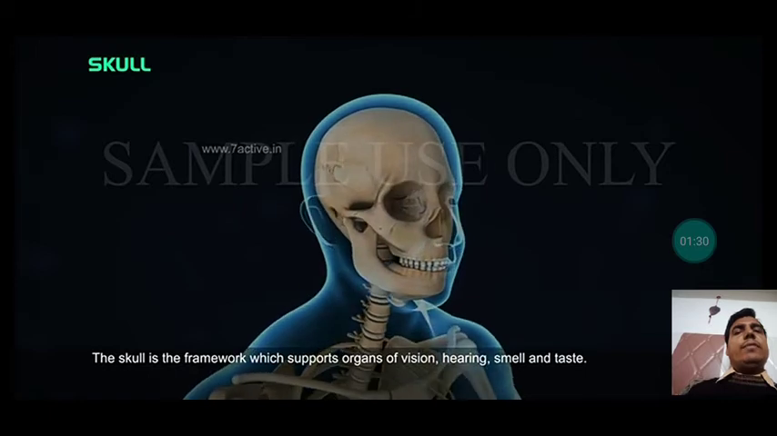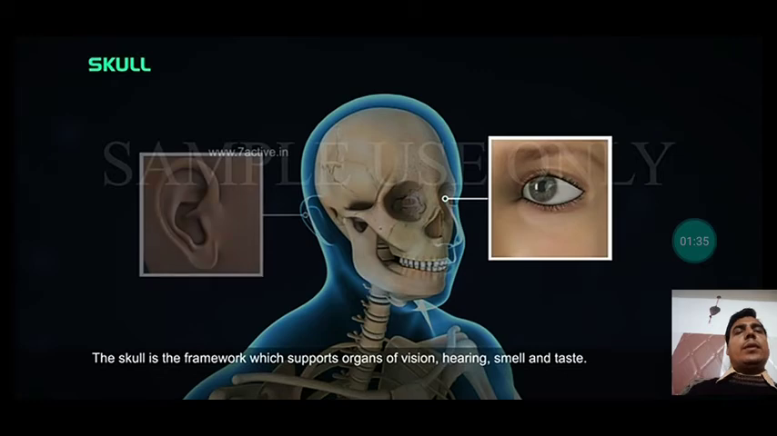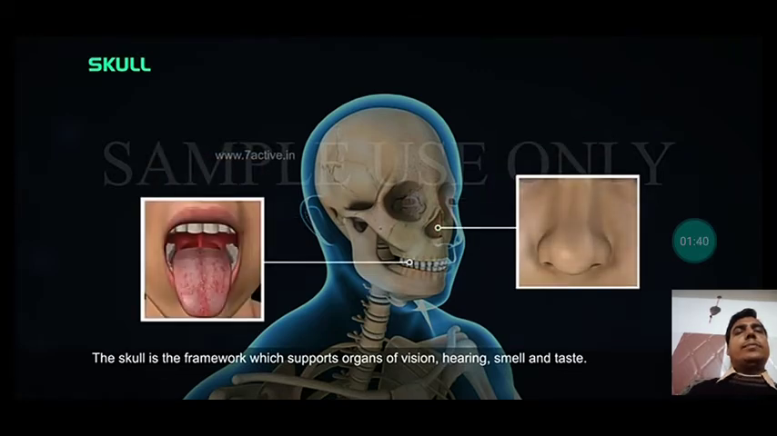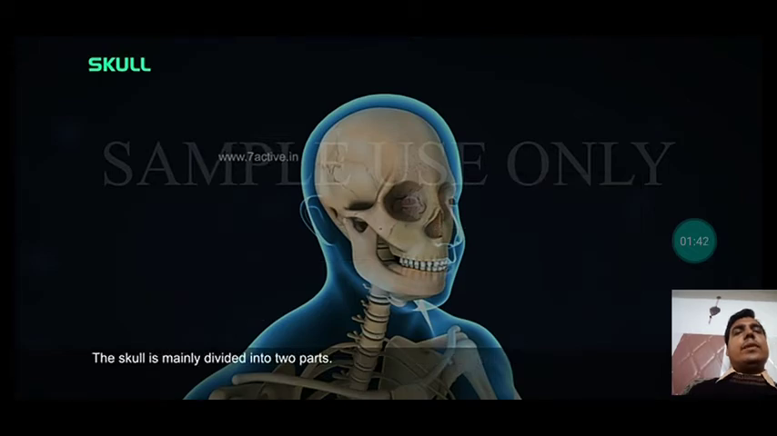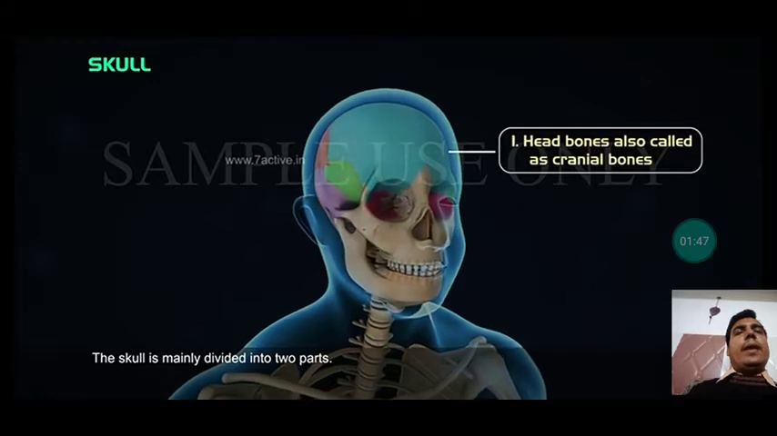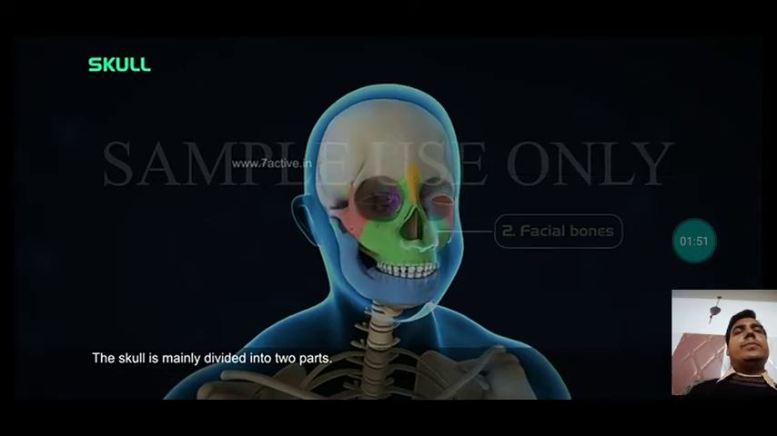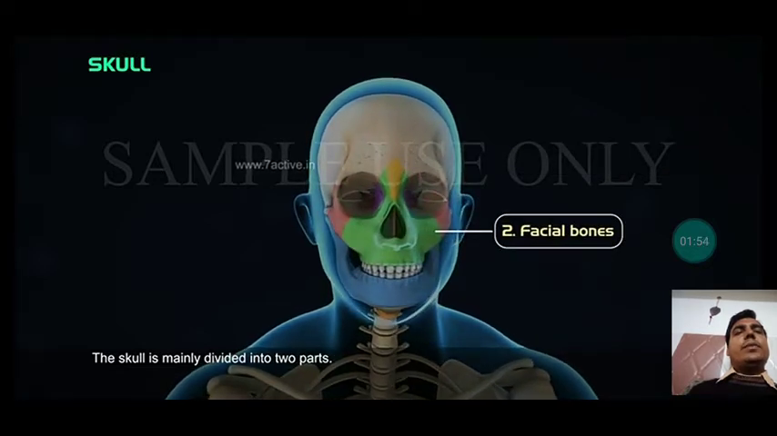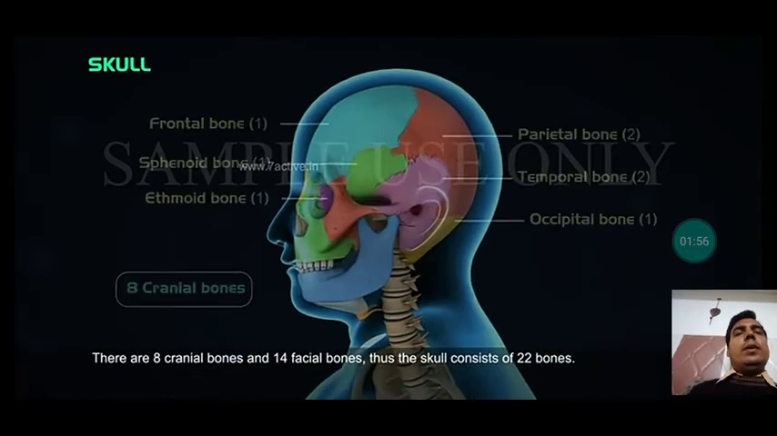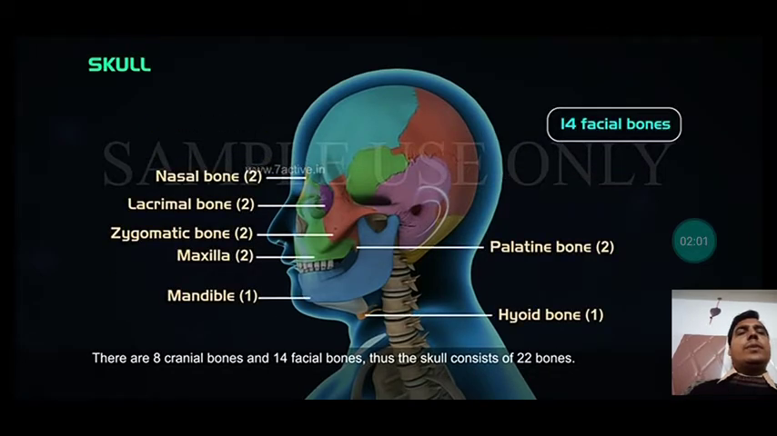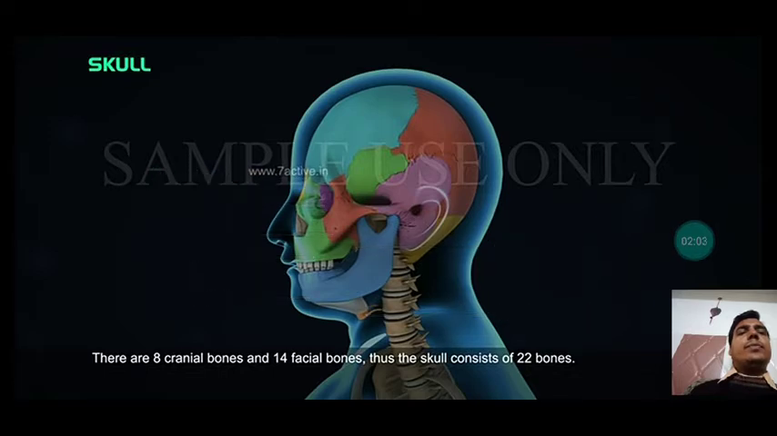The skull is the framework which supports the organs of vision, hearing, smell and taste. The skull is mainly divided into two parts. First is the head bones, also called cranial bones, and second is the facial bones. There are 8 cranial bones and 14 facial bones, thus the skull consists of 22 bones.